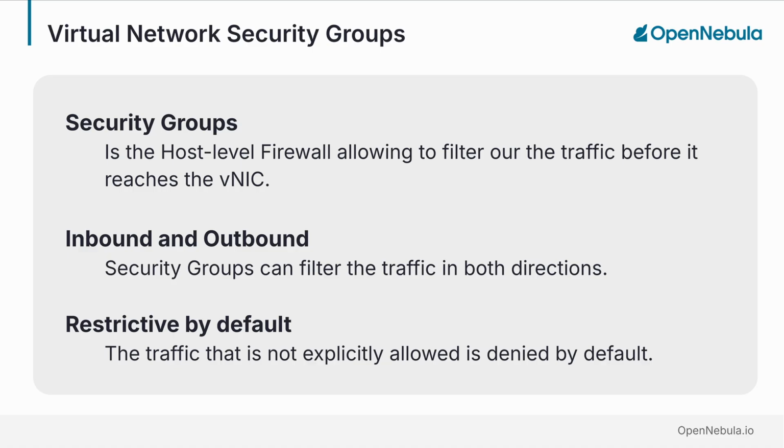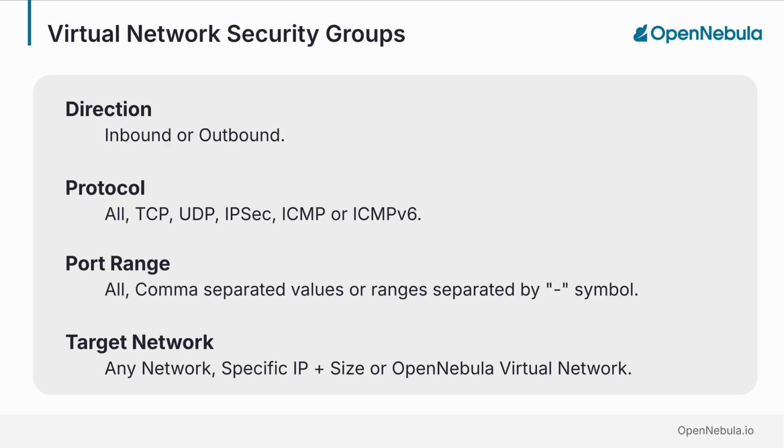Be aware of the default security group. It has two rules to allow the traffic flow in both directions without any restrictions. You can find the following configuration options. Direction that can be inbound or outbound. In the protocol field, you must pick the protocol from the list. In the port range field, you can define ports in a variety of methods. Range is separated with a dash symbol, individual ports separated by a comma, or a combination of both. Alternatively, you can choose to allow all ports.